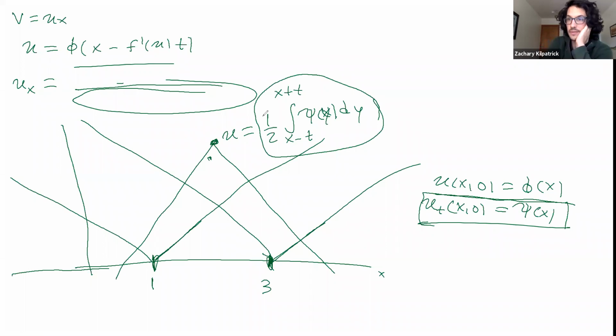Does that make sense? Yeah. So you can prove it to yourself just by plugging everything into D'Alembert's formula and then checking specific values of x and t.